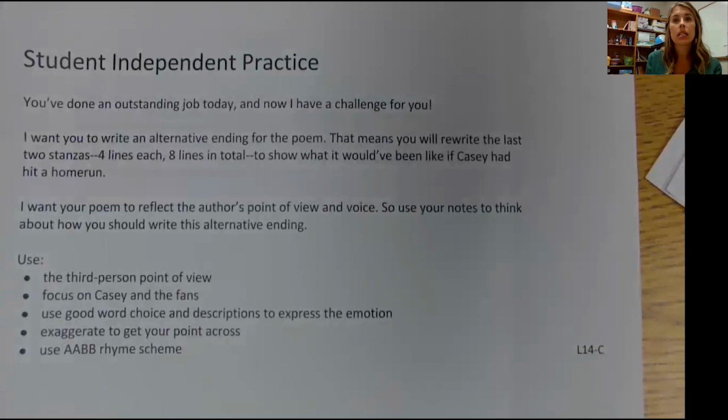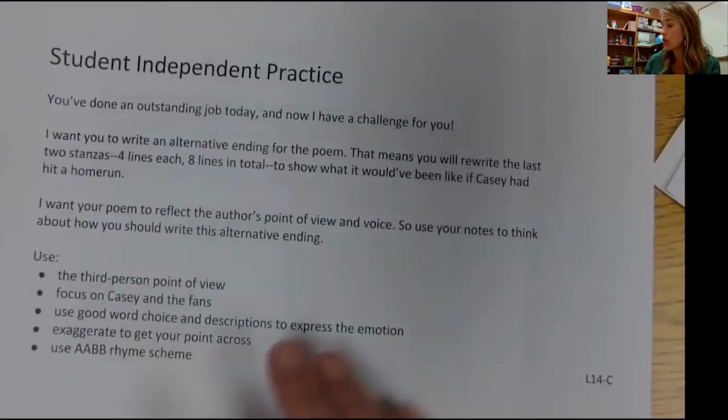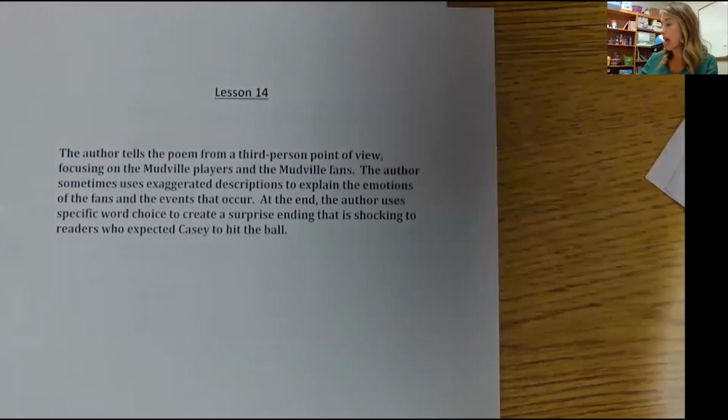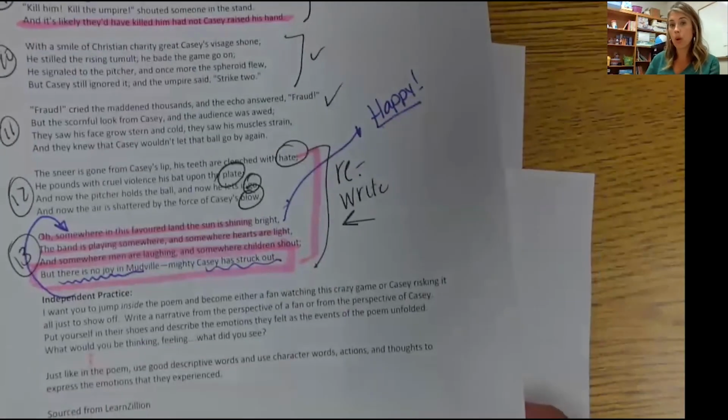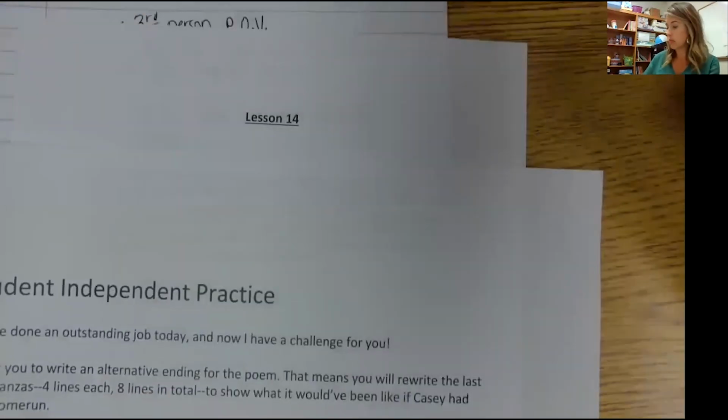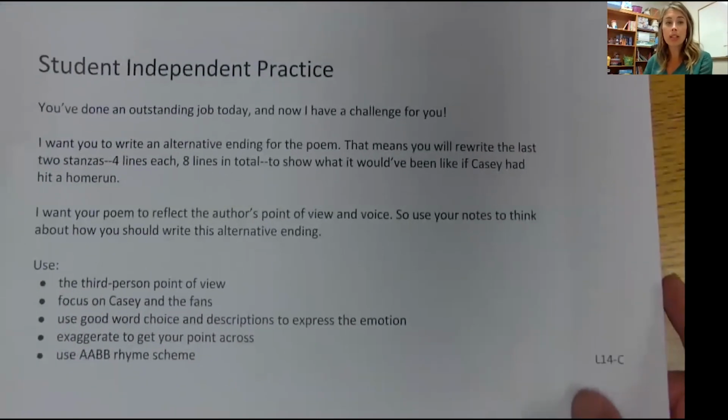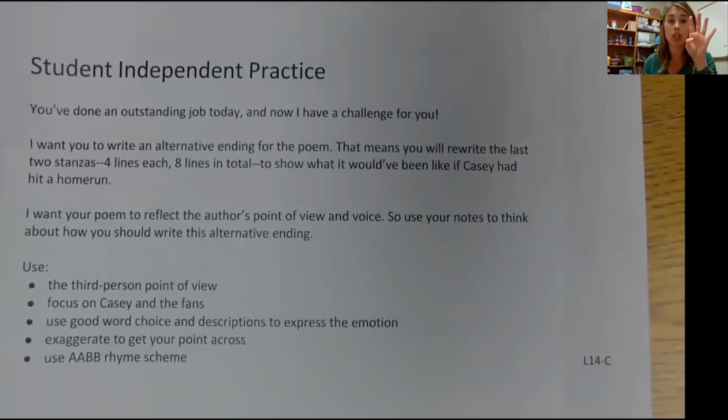That means that you will rewrite the last two stanzas. And remember, guys, the last two stanzas, I made a note about which ones you're rewriting right here. That means you'll rewrite the last two stanzas, 4 lines in each, 8 lines in total, to show what it would have been like if Casey had hit a home run, right? Remember, we're working in stanzas. Each stanza has 4 lines. You're writing 2 stanzas, so that's going to be a total of 8 lines, 4 lines in each stanza.